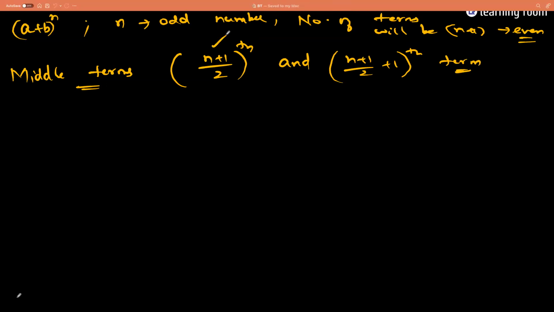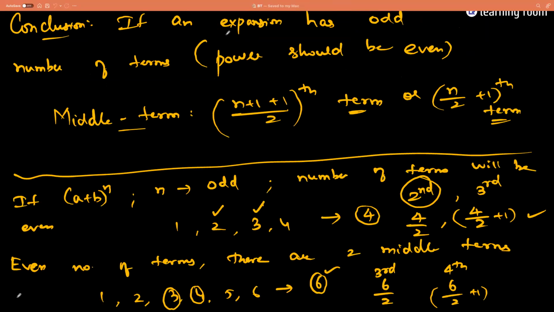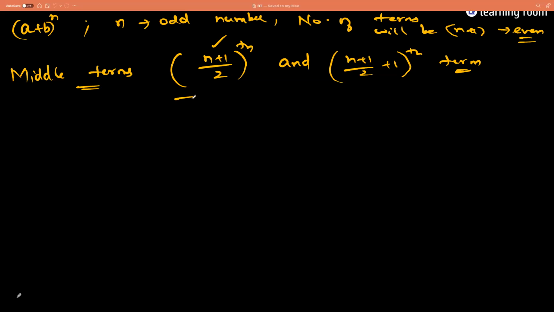Why did I write n plus 1? n plus 1 is the number of terms. If you see the previous case, 4 are the number of terms. So for you to get 4 terms, what should be the power of the binomial expansion? It should be 3. For you to get 6 terms, what should be the power of the binomial expression? It should be 5. Guys, are you able to understand this? Yes, sir. Very good. Write it down.